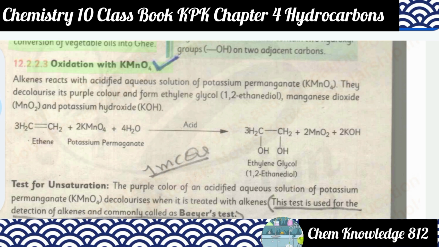Next one is oxidation with KMnO4. Alkenes react with an acidified aqueous solution of potassium permanganate. So they decolorize its purple color and form ethylene glycol, you can say 1,2-ethanediol, manganese dioxide and potassium hydroxide.